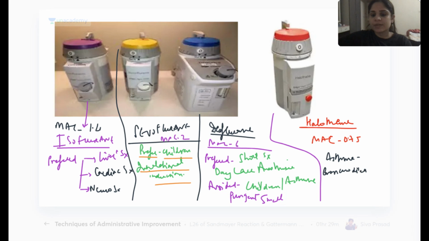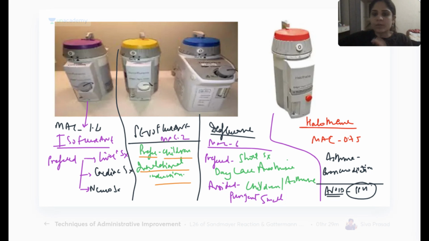Okay. It was also preferred in any kind of uterine internal or external version. So if you want to move the baby and change the position of the baby, you can use this. On the other hand, you will avoid halothane in which condition? In postpartum hemorrhage, because it relaxes the uterus and does not cause stoppage of bleeding from the uterus.